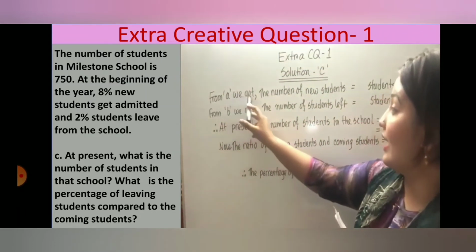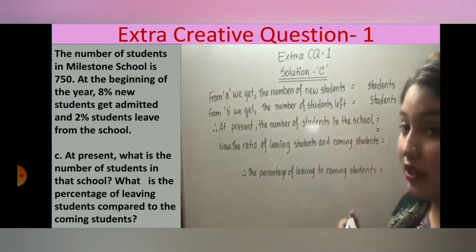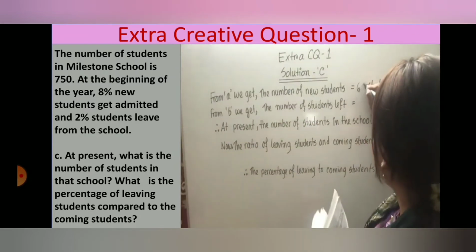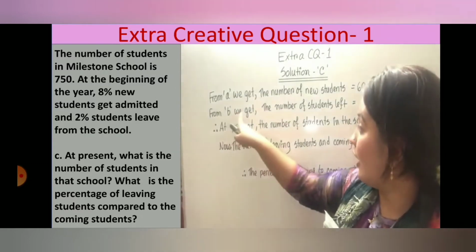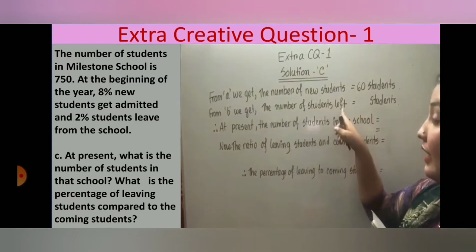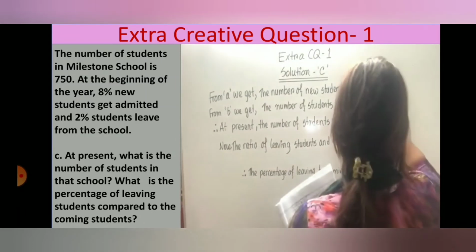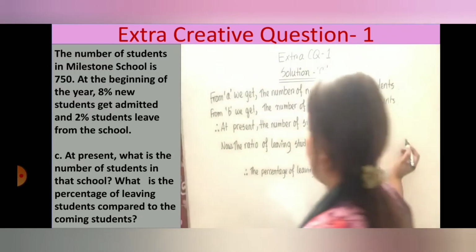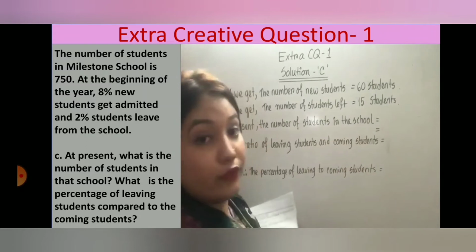See whatever I have written: from A we get the number of new students. So what was the number of new students? Yes, it was 60. So I am writing here 60 students. And from B, what do we get? The number of students that left the school, it was 15 students. Then I have written at present the number of students in the school. We have to find it out.